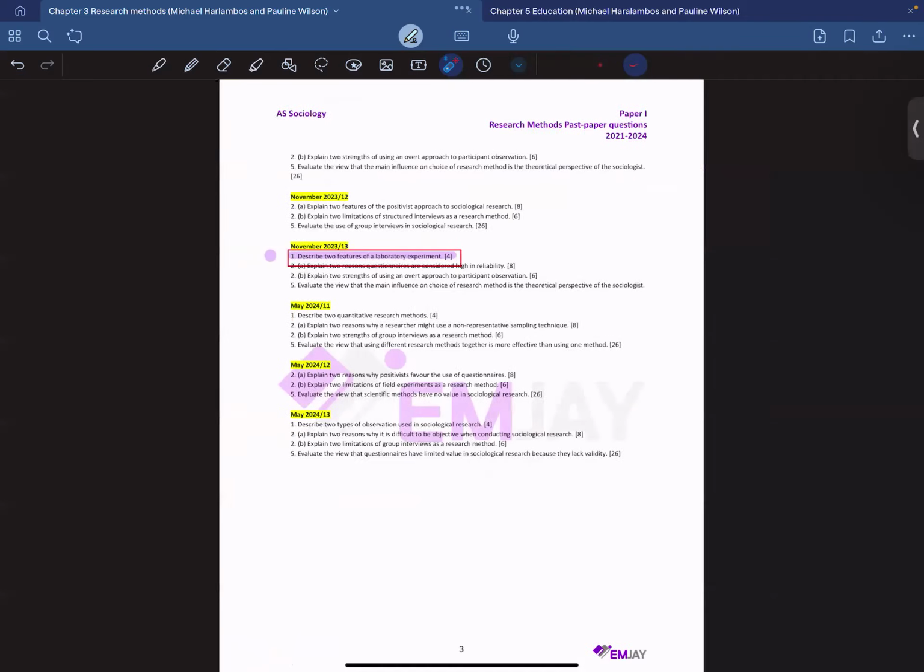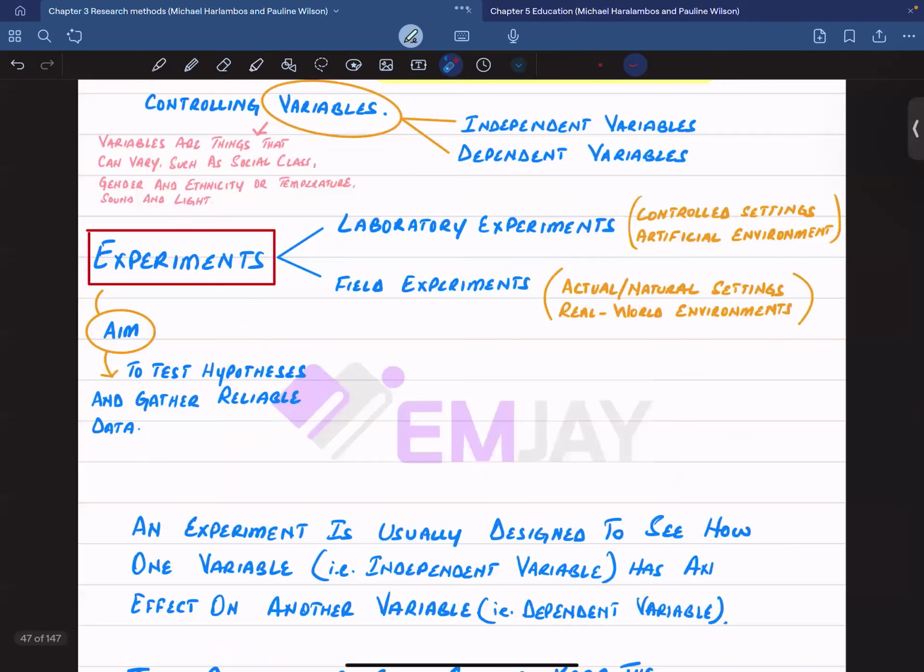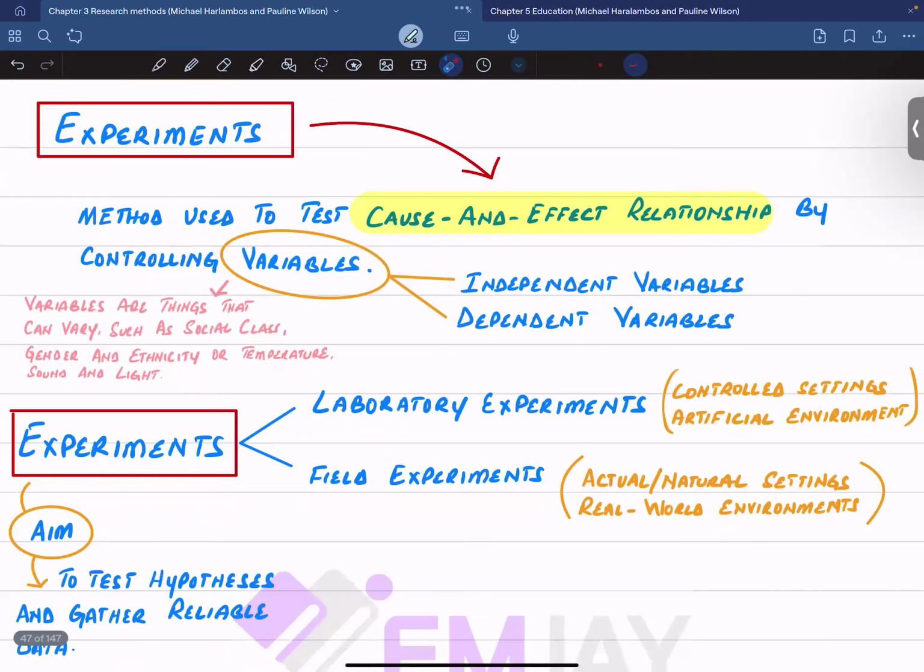I think this is enough for anyone to know that experiments are important when it comes to covering the topic of experiments in A-level sociology. So to begin with, an experiment is also referred to as a cause and effect relationship. So an experiment is a method that is used to test the cause and effect relationship.